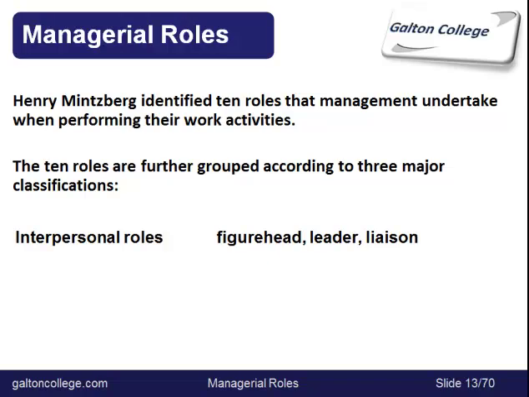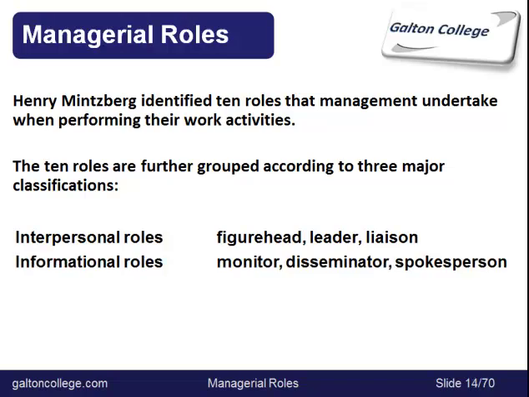So the interpersonal role has 3 parts: figurehead, leader, and liaison. So that's 3 of the roles accounted for. Now, informational roles, well, it's to monitor, disseminate, and spokesperson. So 3 more roles there. So in total, between interpersonal and informational roles, we have 6 managerial roles: figurehead, leader, liaison, monitor, disseminator, and spokesperson. That's 6.